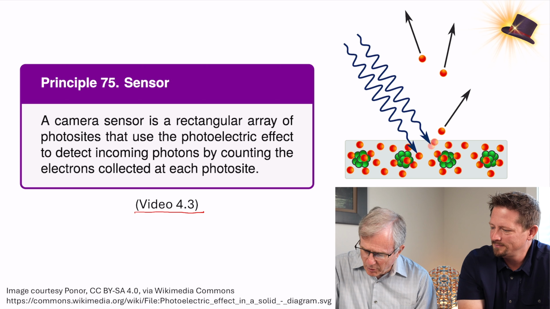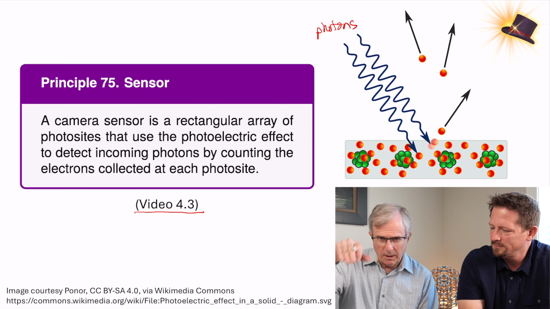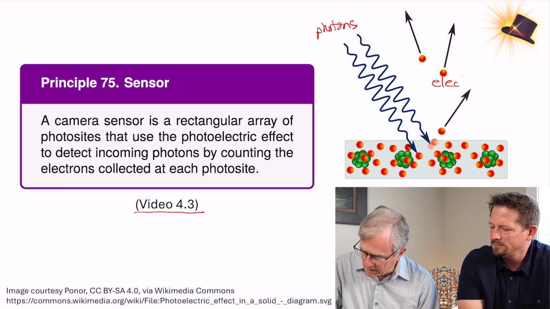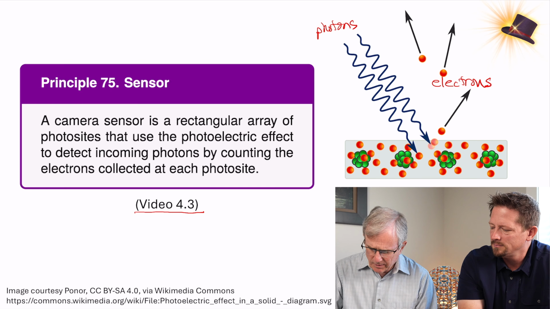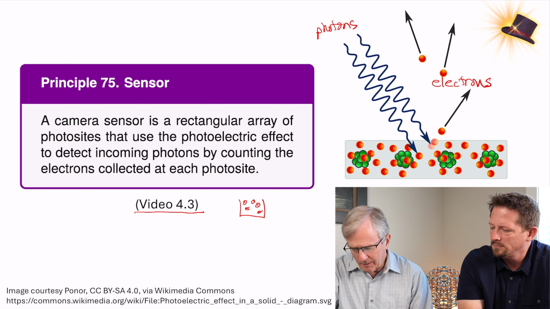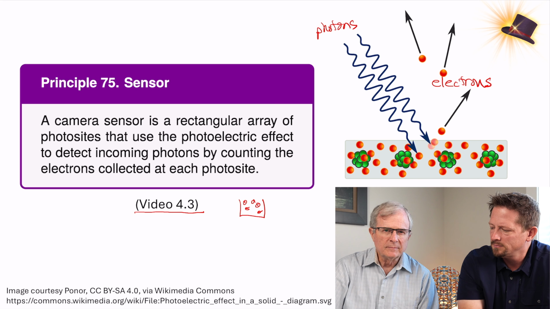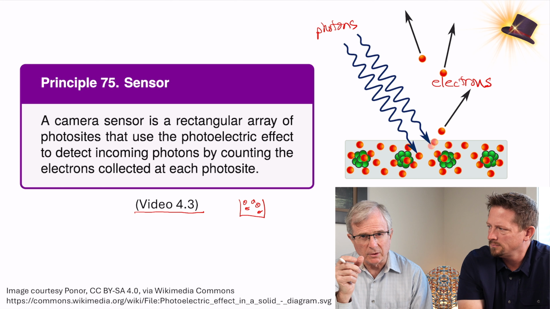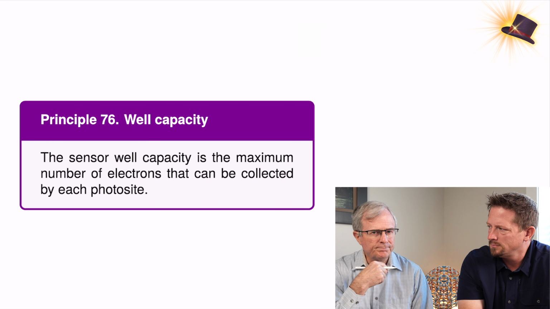It's where an incoming photon, so there's two wavy line photons coming in, hits a surface. If they're energetic enough, they can kick electrons off of the surface. And those electrons are collected at each photosite. That's how camera sensors detect light, how they measure it. They measure the number of electrons collected in the well.